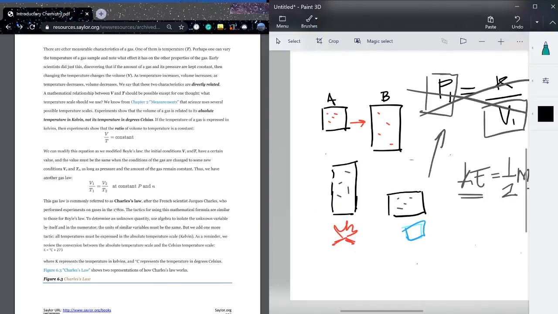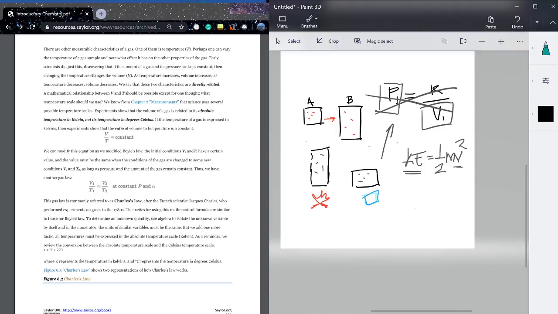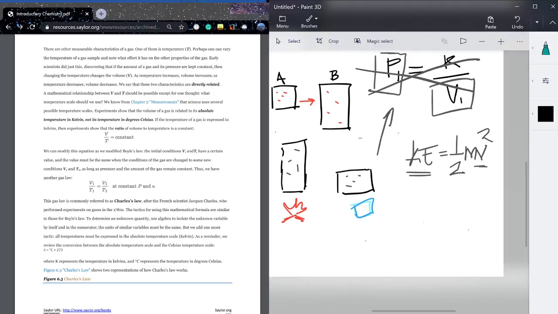So both of these laws depend on certain things, all the other factors being constant. So let's just write this relationship out. V1 over T1 is equal to V2 over T2, like it says in the book.